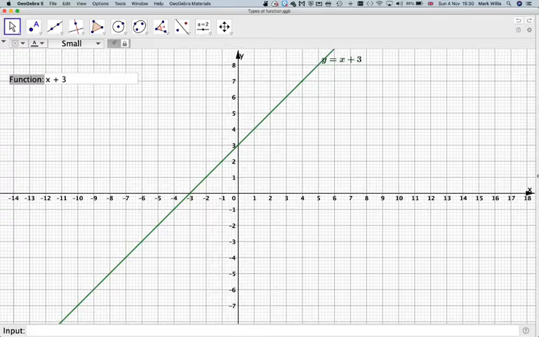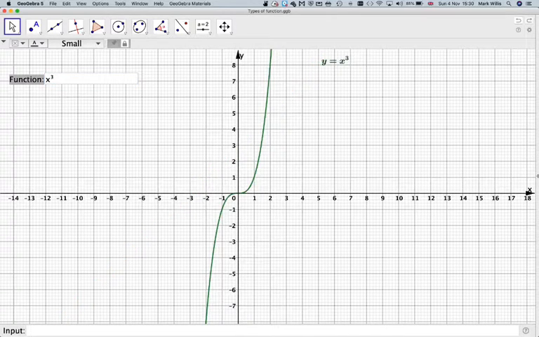Now, we know what a quadratic looks like, but if we do a cubic, then you get this sort of looking graph here. So it comes up like this. At 0, we've got what's known as a point of inflection, and then it goes off like that. Okay, so let's do something a bit more complicated.